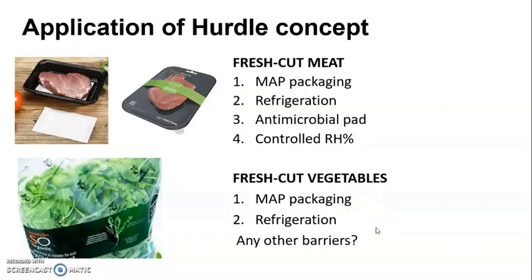Is there any other barrier that you can think of? If there is, you can jot it down. Try to think of other food that you think that when you apply extrinsic and intrinsic factors, you can extend the shelf life of that particular food.